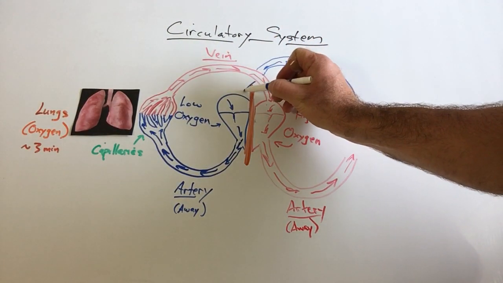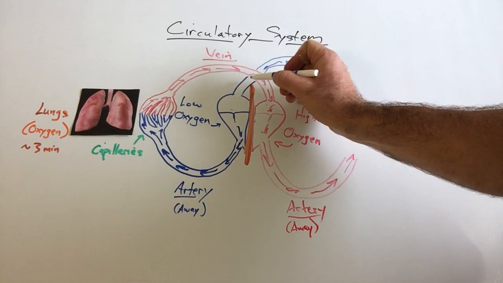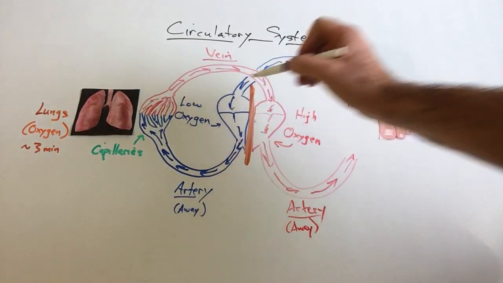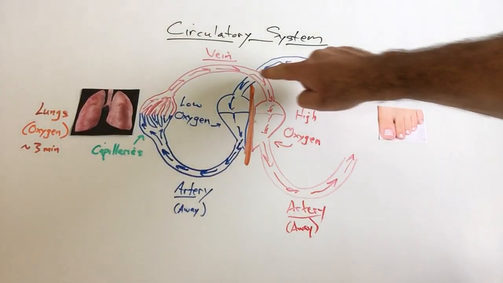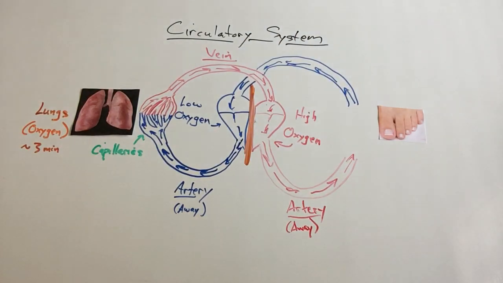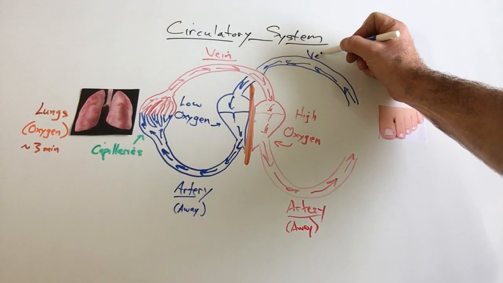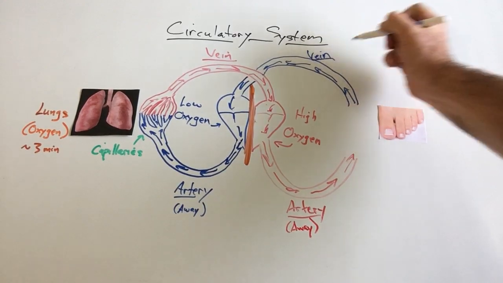So that's not a gap, it just goes underneath. Hopefully you can see that this goes underneath. And if it's not going away but back to the heart, then this is also a vein.